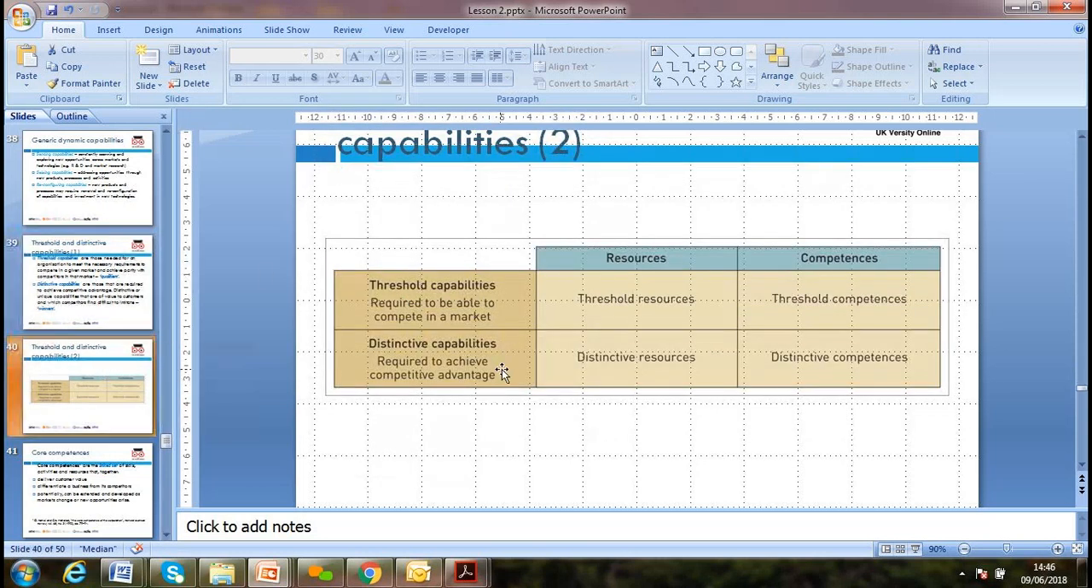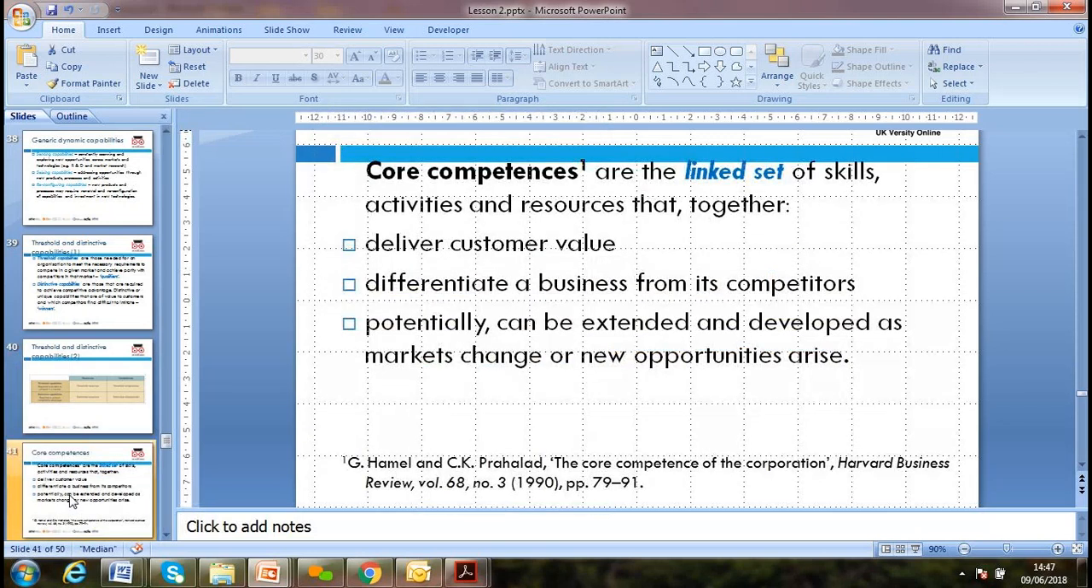Then we can set the threshold, meaning the benchmark: competencies, how much threshold, and what sort of competencies are required to deliver things properly for customer satisfaction. Distinctive resources are required to achieve the competitive advantage, and competencies to be utilized. All these are core competencies, linking skills, activities and resources together that create value for the customer.